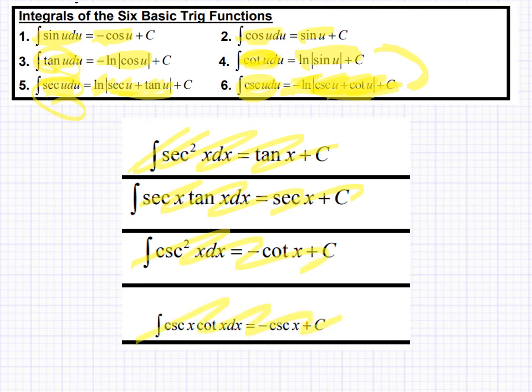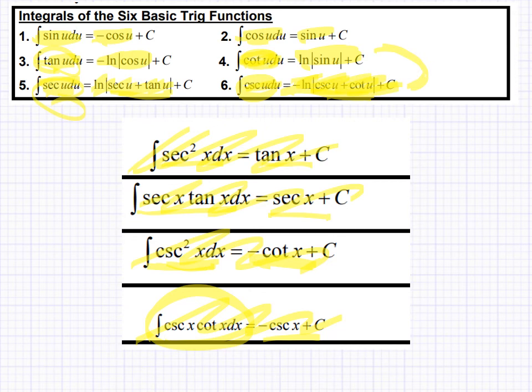Then we have these other ones that we've already talked about well before this, because these are just based off of your simple derivative rules. The integral of secant squared equals tan x. The integral of secant x tan x equals secant x. Integral of cosecant squared x equals negative cotangent. And finally, the integral of cosecant x cotangent x equals negative cosecant x.